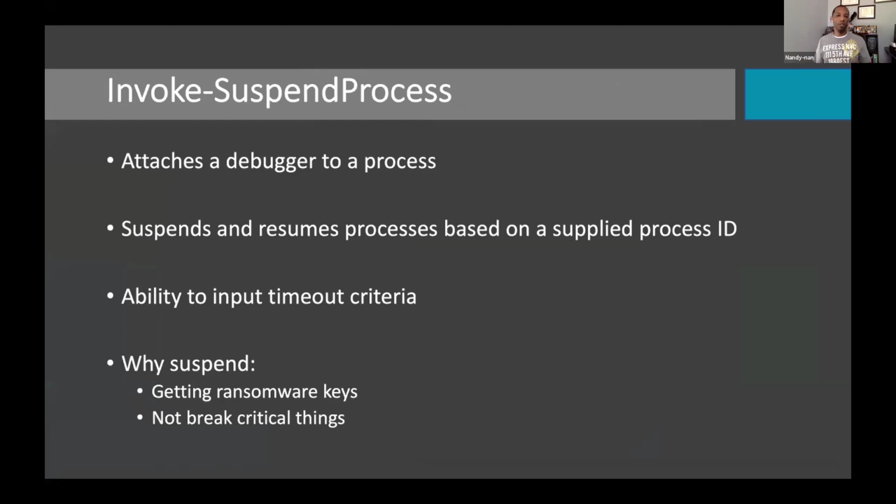All right, so Invoke-SuspendProcess. This essentially attaches a debugger to a process. So let's say I'm trying to better understand a process running in my environment. Maybe you're trying to do some reverse engineering. We can attach a debugger to a process to suspend it. This allows us to maybe dump the process. Maybe it starts real quick, starts another process, injects itself, and then terminates before we can do anything with it.